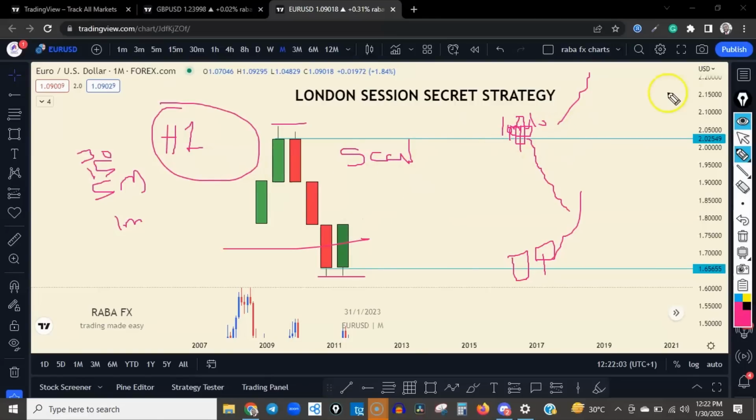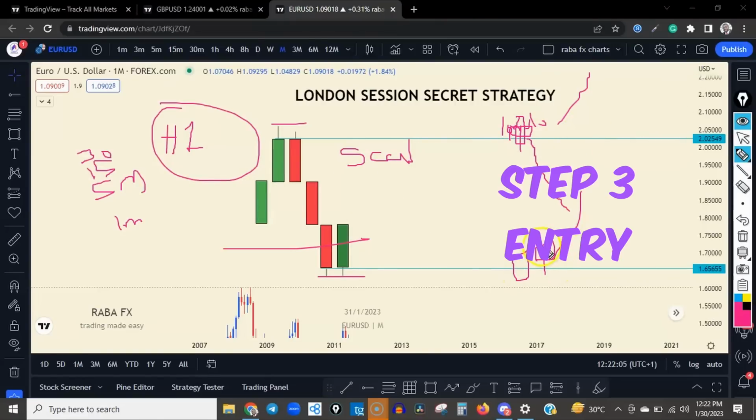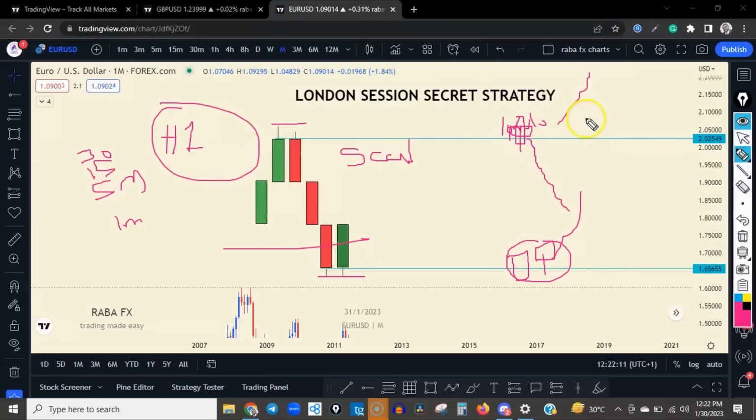Now the third step is for you to enter once the criteria is met. Once you meet this criteria, you then enter. For example, if price closes below this, then you look for your entry criteria. In this case, you can use any entry method. It doesn't matter. SMC, you can use support and resistance. Like in this case, this line serves as what? Support and resistance, S and R.